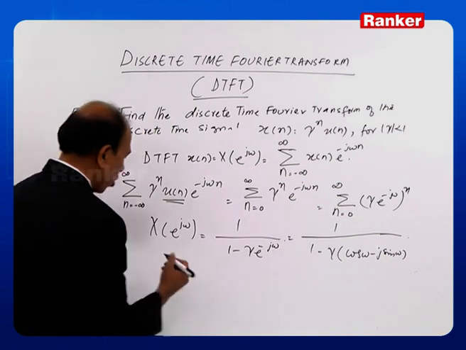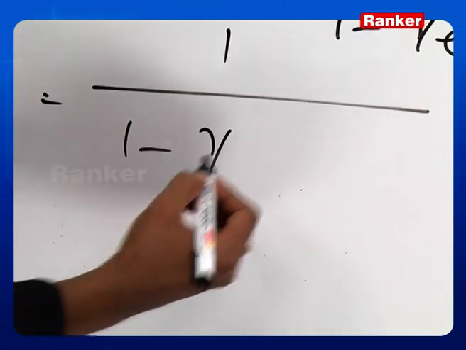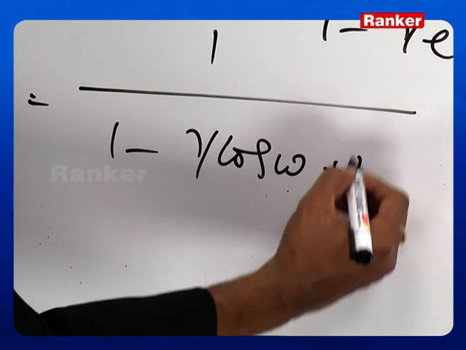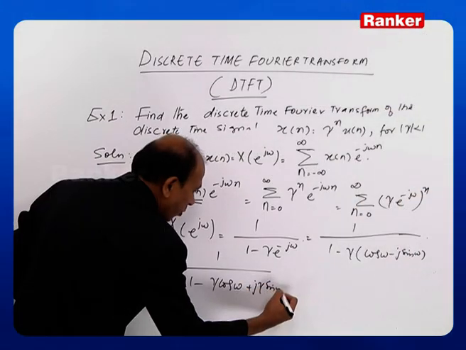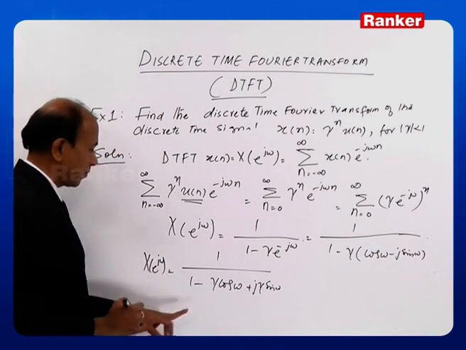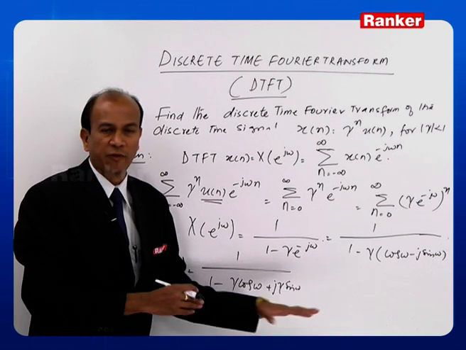Okay, this I can take common here. So, I can write this as 1 by 1 minus gamma cos omega plus j gamma sin omega. Okay, this is my X of e to the power of j omega. Now I can find out the magnitude of this and also the phase of this.